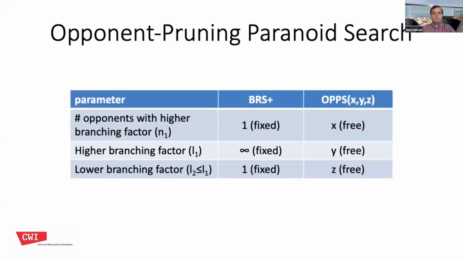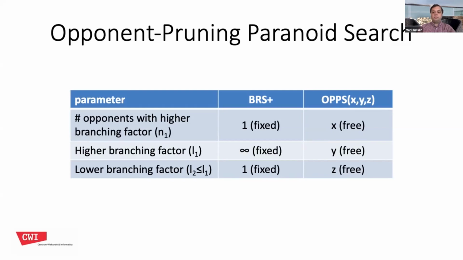BRS+ essentially divides the opponents of the root player into two groups. One group of only one opponent who is allowed to freely choose a move, always the one opponent that can hurt the root player the most, and another group with all other opponents who have to play their highest ranked move. OPPS generalizes this by introducing three parameters. N1 is the number of opponents in the first group with the wider move choice, which is always 1 in BRS+, but is the first freely tunable parameter of OPPS.